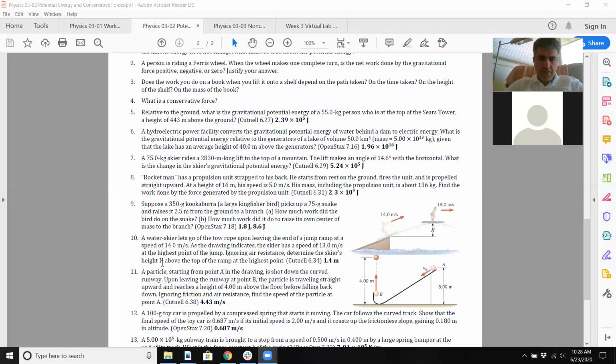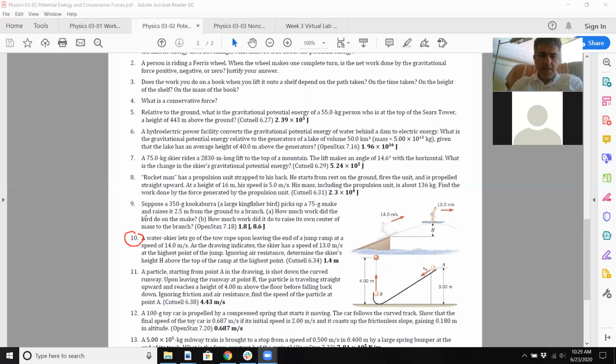Let's see. That's highest points. Okay. So just trying to think carefully about this problem here. Okay. So actually, yeah, I think we'll be fine with 10. So here's the deal with number 10.